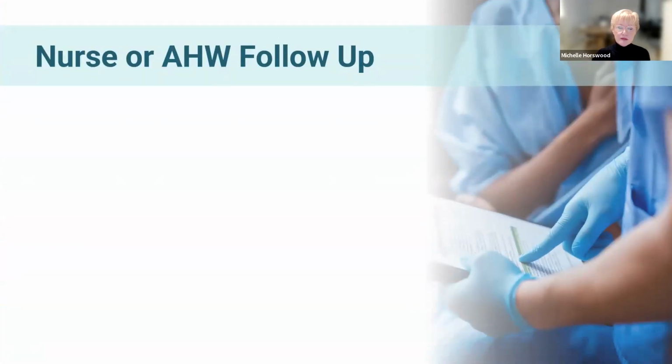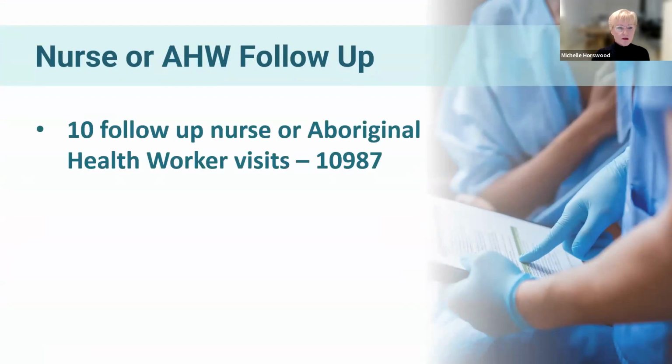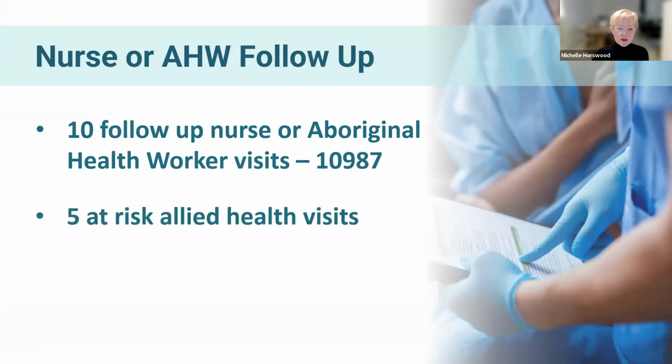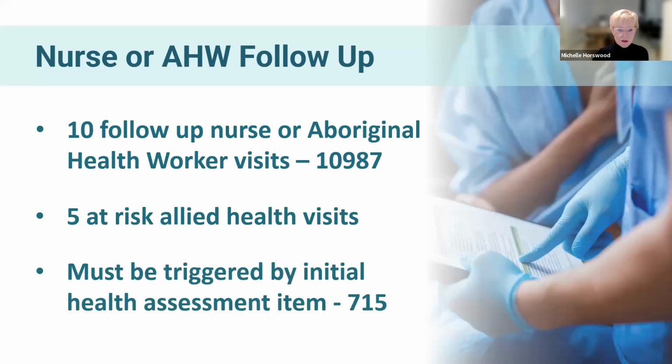Medicare works by triggering item numbers, so once the 715 is triggered, that particular patient is then entitled to 10 follow-up nurse or Aboriginal health worker visits, which is the 10987. I see that as a valuable opportunity for follow-up that's specifically nurse-led and nurse-involved. And the person can also have 5 at-risk allied health visits as a result of having that 715 billed in the first place. But it must be triggered by the 715.